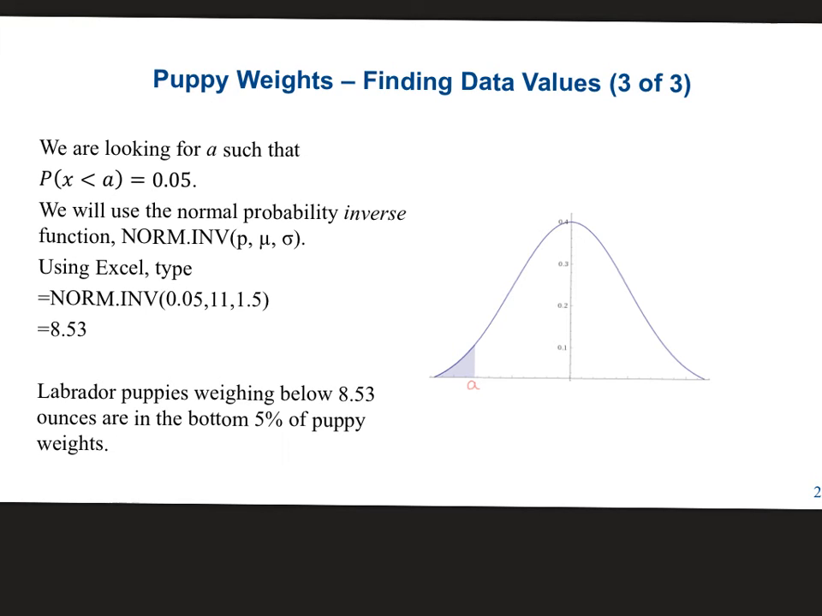So if I'm going to try to find this answer for the puppies, I'm going to do equals norm.inv, parentheses 0.05, comma, my mean of 11, and then my standard deviation of 1.5, and you should get 8.53. So what we're saying here is that Labrador puppies weighing below 8.53 ounces are in the bottom 5% of puppy weights.